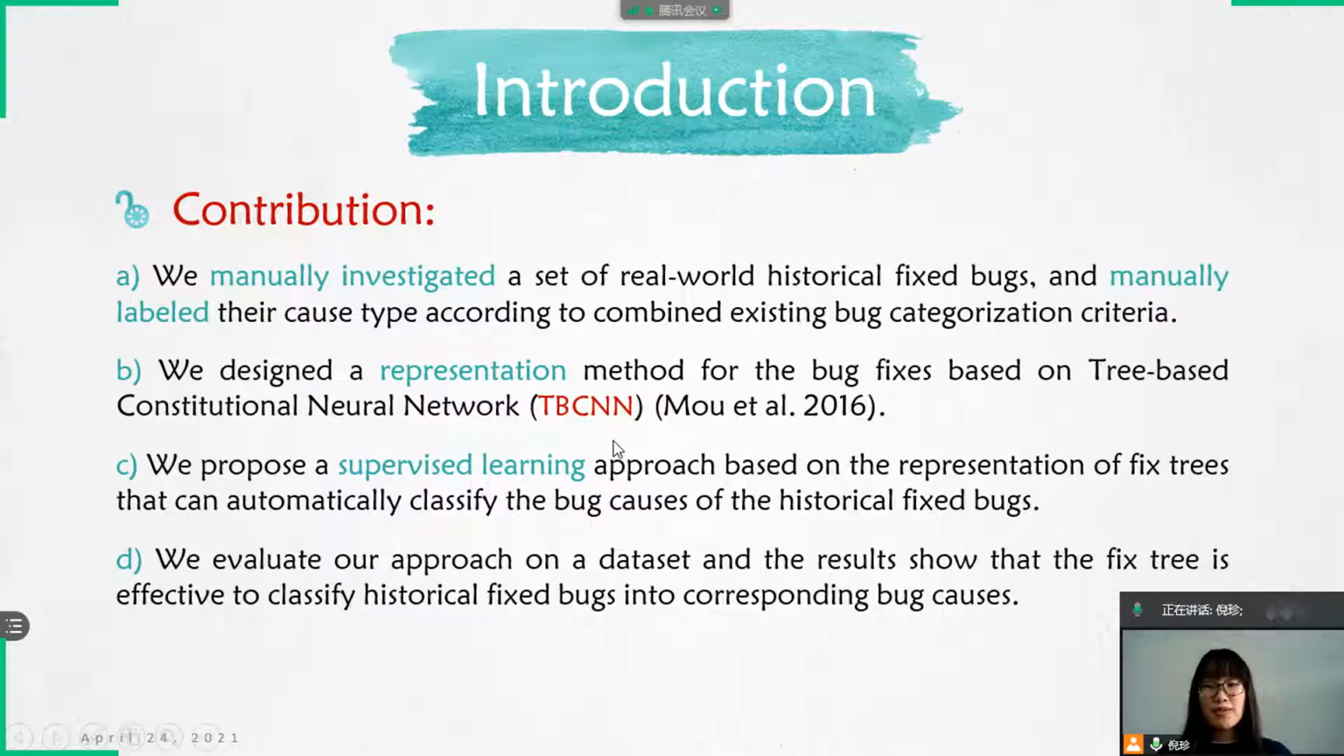Third, we propose a supervised learning approach based on the representation of fixed trees that can automatically classify the bug causes of the historical fixed bugs. Finally, we evaluated our approach, and the results showed that the fixed tree is effective to classify historical fixed bugs into corresponding cause types.